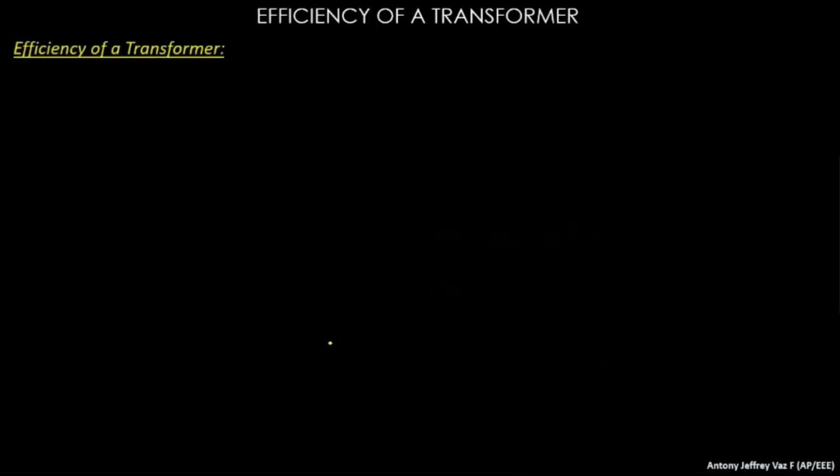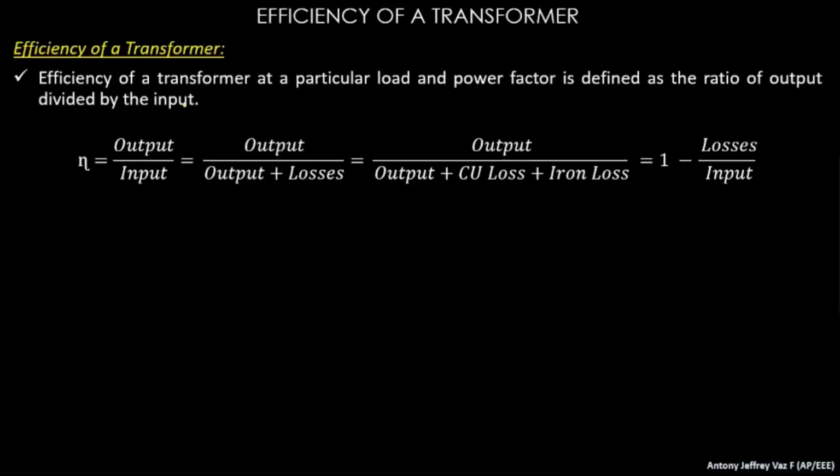Okay. Next, we will see about the efficiency of a transformer. Efficiency of a transformer at a particular load and power factor is defined as the ratio of output divided by input. Okay. For all efficiencies, you have the same formula, which is output divided by input. Here, output is a voltage, and input is also a voltage. So the input and output are both the same quantities.